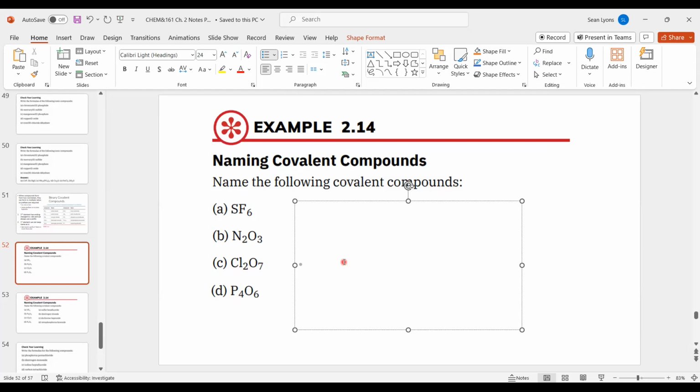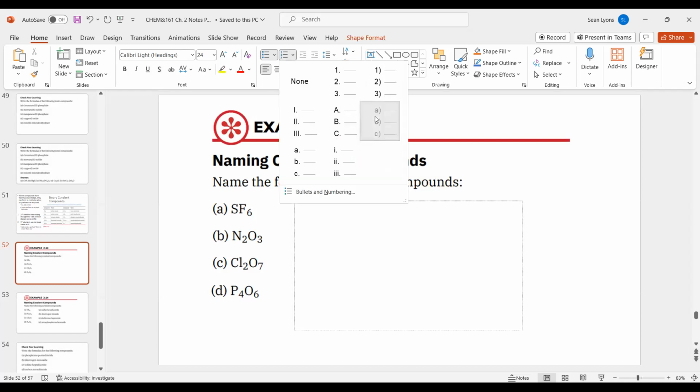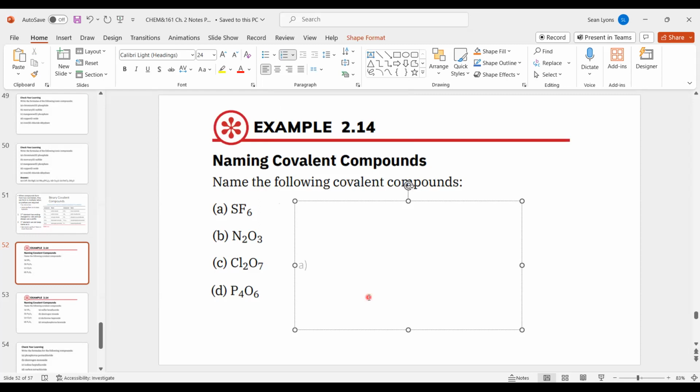All right, so for A, actually I can just do the letters. So for A, we've got sulfur and we've got fluorine. So we can just list those elements to begin with. But remember, we want to change the ending of the second one, so we'll have sulfur fluoride. But in order to get the perfect formula, we need to specify how many of those we're going to have. So we'd have sulfur hexafluoride.